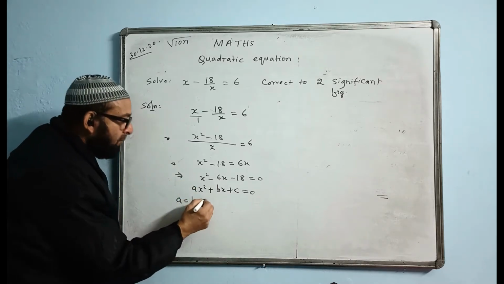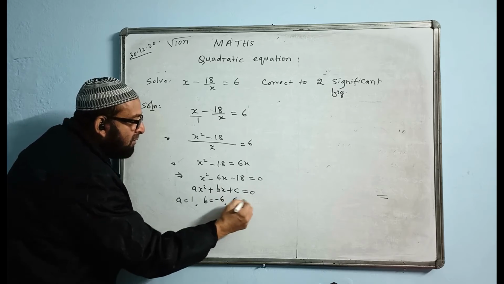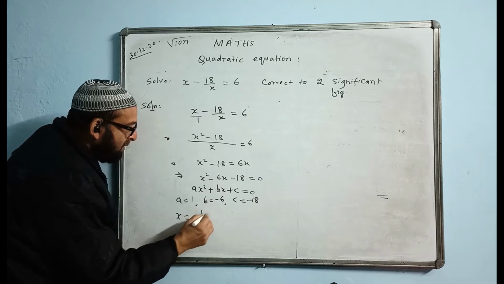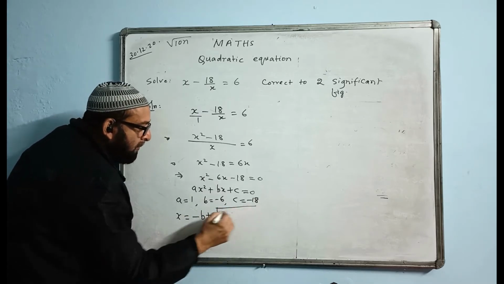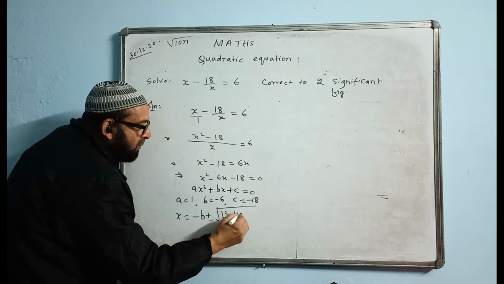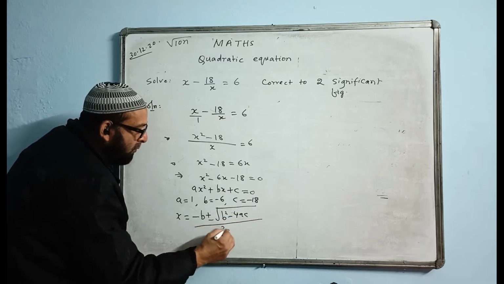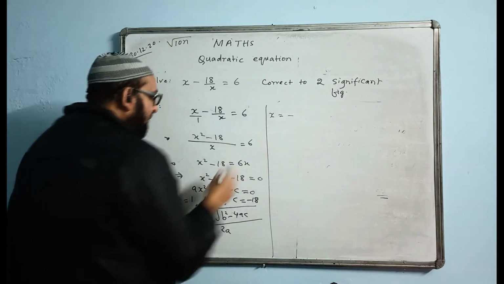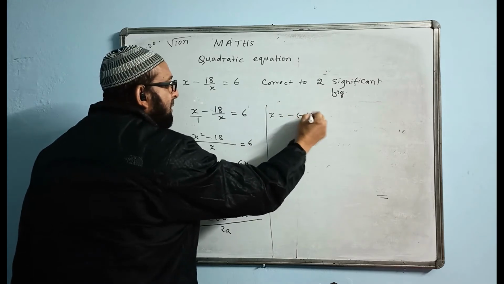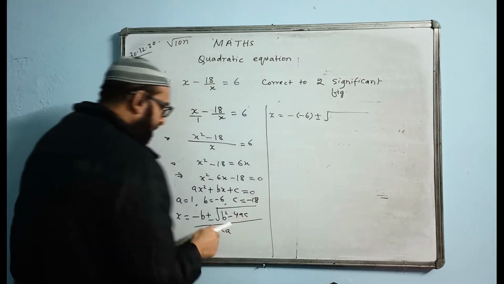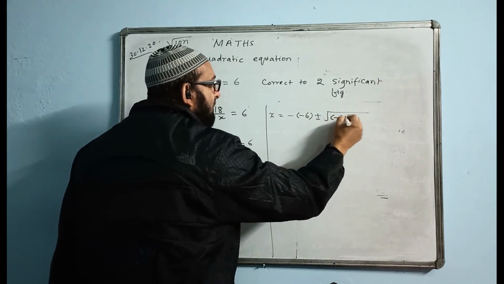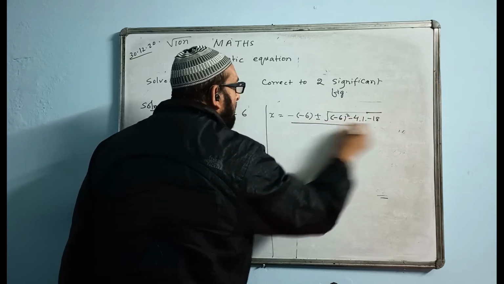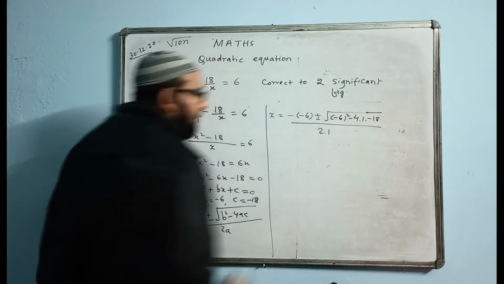A value is 1, B value is minus 6, C value is minus 18. Now I use the formula of x: minus b plus minus root b square minus 4ac by 2a. So let us put the value. Minus b value is how much? Minus 6. So minus 6 plus minus root b square, b is minus 6, minus 6 square minus 4 into 1 into minus 18 by 2 into 1, 2a.